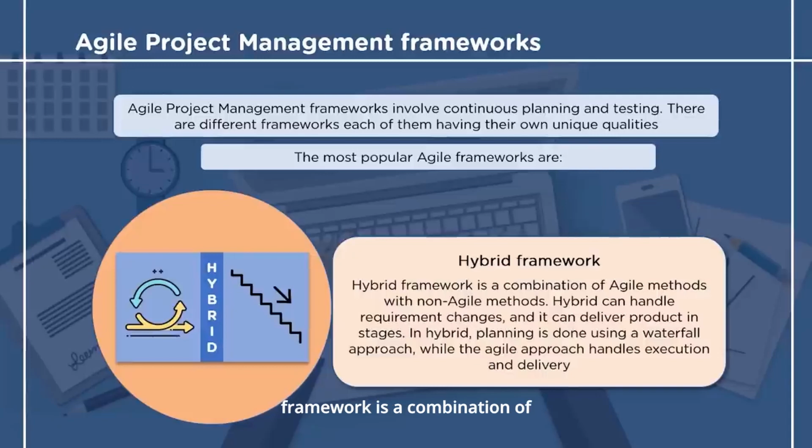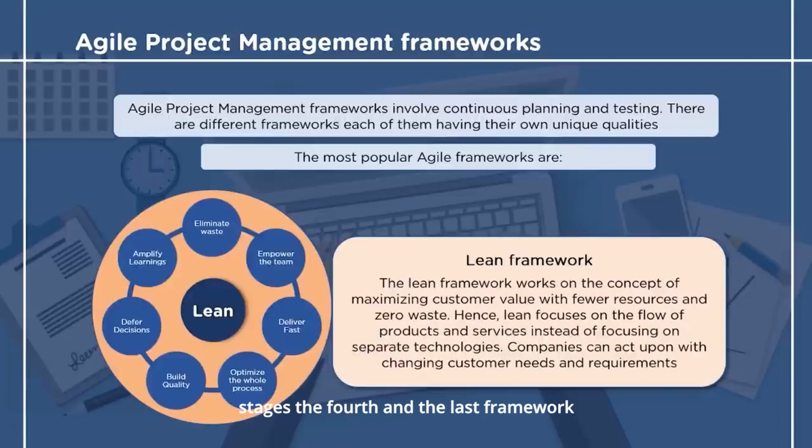The hybrid framework is a combination of Agile methodology and non-Agile methodology. In the case of a hybrid framework, planning is done using the traditional way of project management, while the execution and delivery is done using the Agile methodology. Since the hybrid is a combination of the two, it handles the requirement changes and delivers the product in different stages. The fourth and the last framework we will see is the Lean framework.